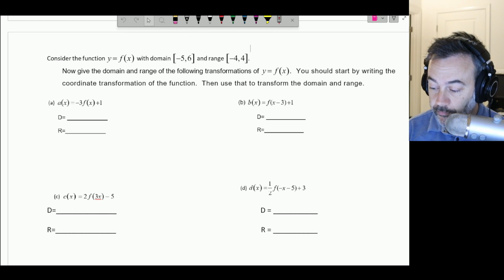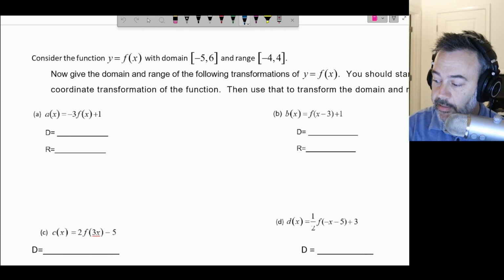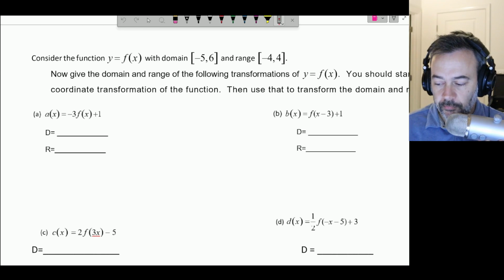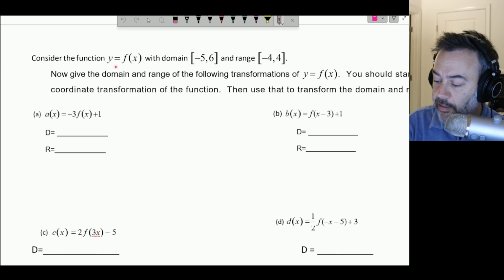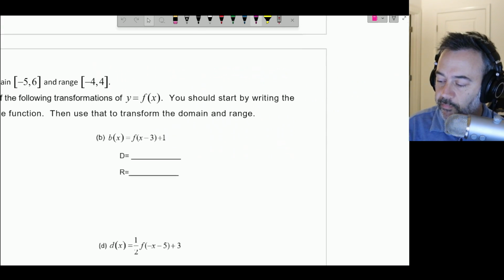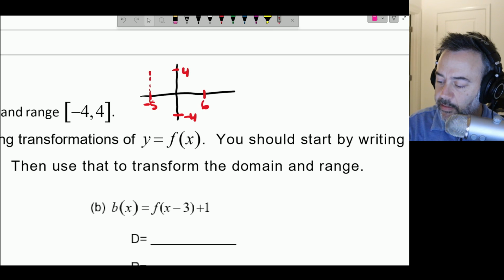Okay, so the question is this. Consider the function y equals f of x, and it has a domain -5, 6 and range -4, 4. That's all we know about the function. We don't know anything else. So what that means is that the function has a domain of -5 to 6, a range of -4 to 4, and what that means is the entire function lives inside of this box.